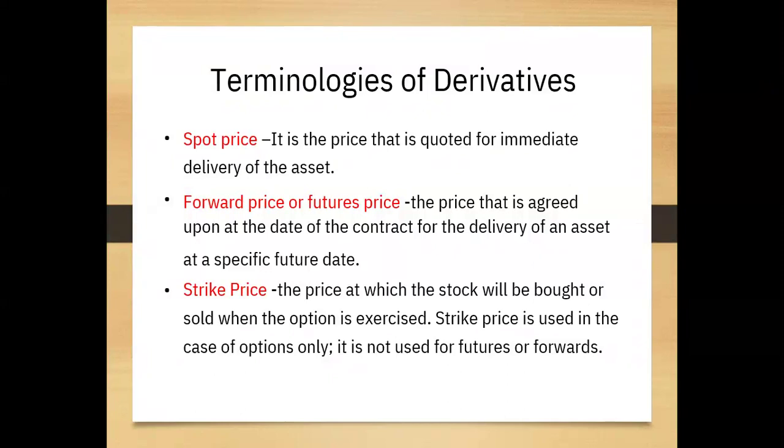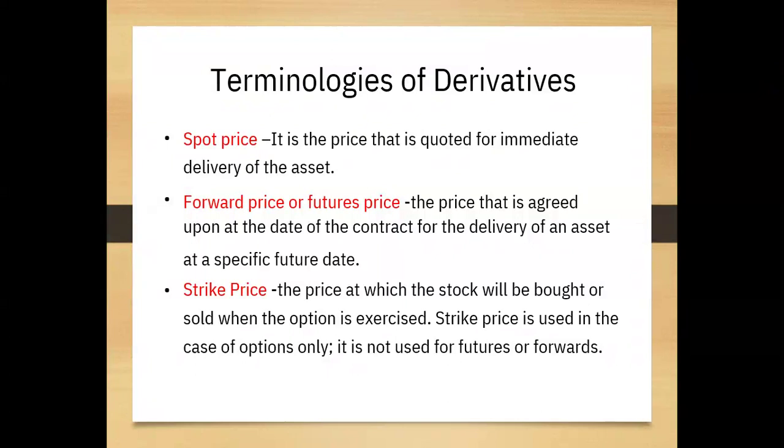Next, the forward price or futures price. The price is agreed upon on the date of the contract. After some time, how much you are going to pay, how much you are going to settle, that price is known as the forward price. Strike price: the price at which the stock will be bought or sold when the option is exercised. So the strike price is used only in the case of options, not futures or forwards.